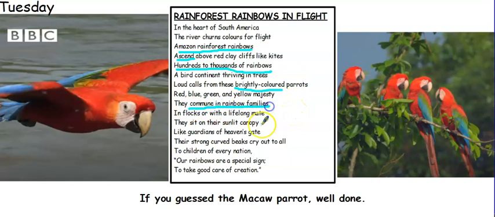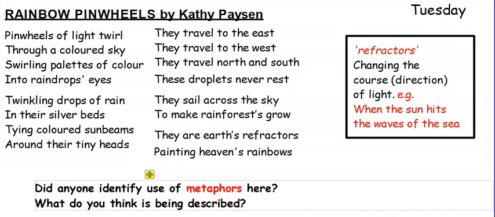communing in rainbow families. The word rainbow is repeated a lot through this poem, and describing them like guardians of heaven's gate, like they're somehow protecting the world above. Lots of things there that hopefully you picked out, and hopefully seeing the imagery helps you to see where the poet got their inspiration from as well.